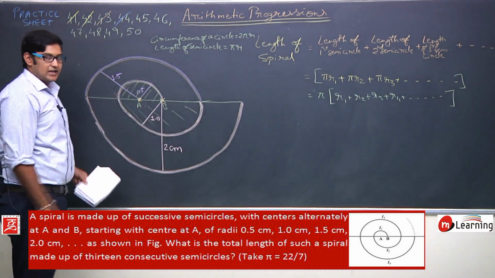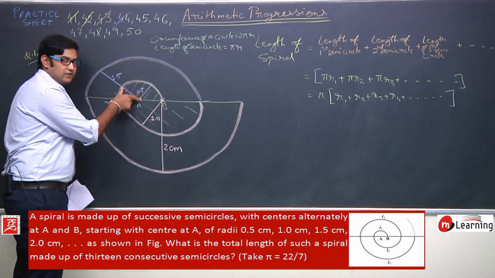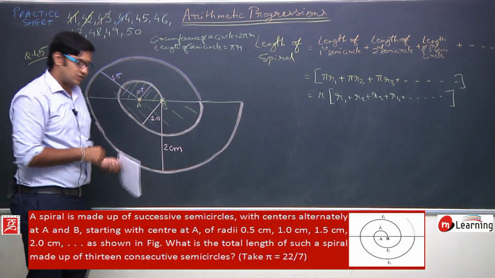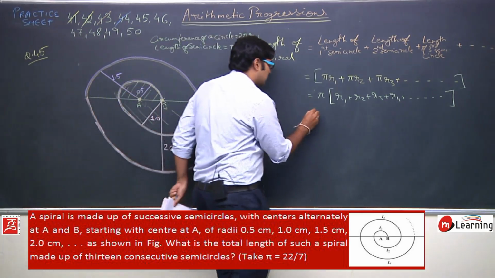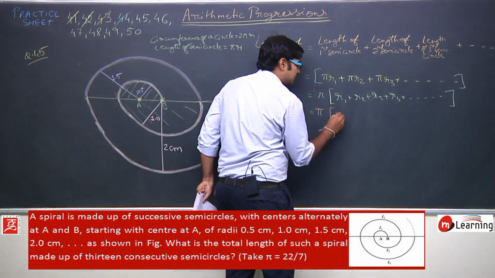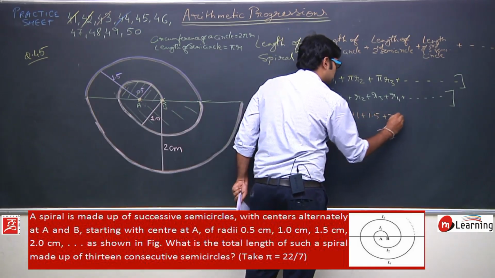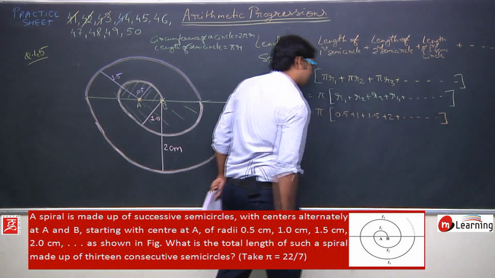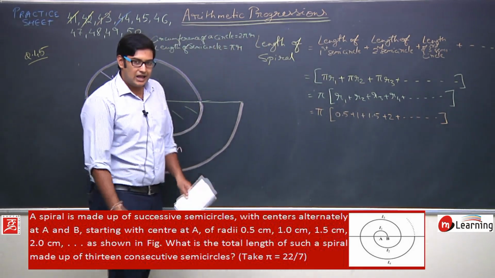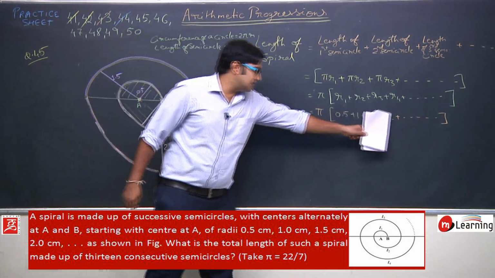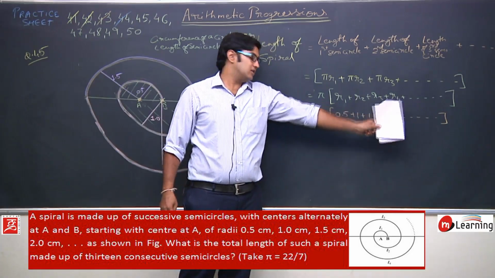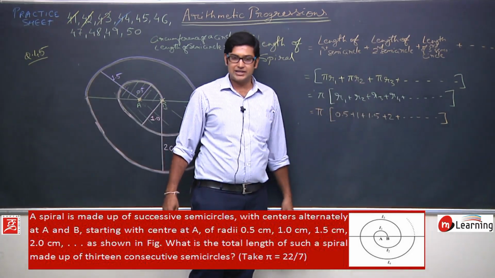What are the different radii? The first radius is 0.5, second is 1, third is 1.5. So here I can substitute pi into the bracket 0.5 plus 1 plus 1.5 plus 2 plus and so on for the 13 times, and I need to add these values 13 times. This will continue till 13 numbers, this list.